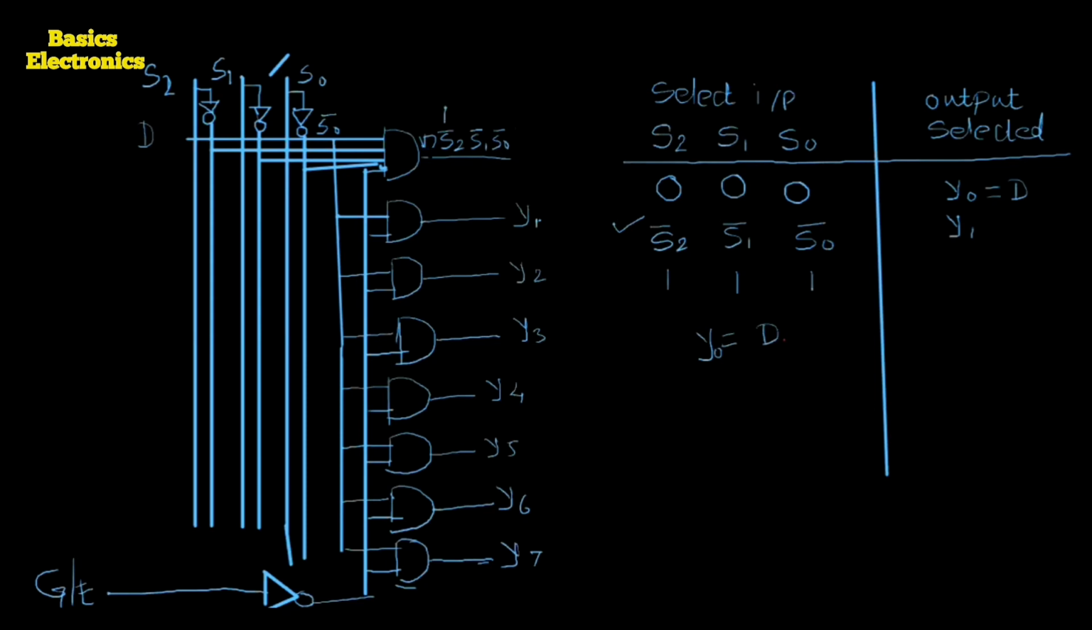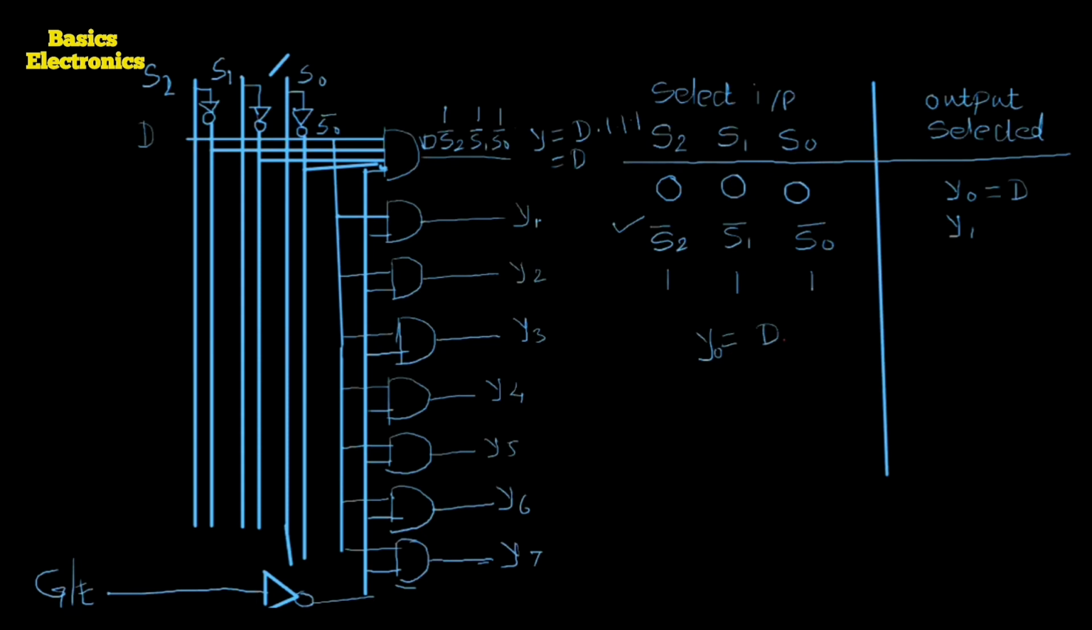S2 bar equals 1, S1 bar equals 1, and S0 bar equals 1. Means the output Y equals what we get? Output Y equals D dot 1 dot 1 dot 1. Means the output Y equals D.